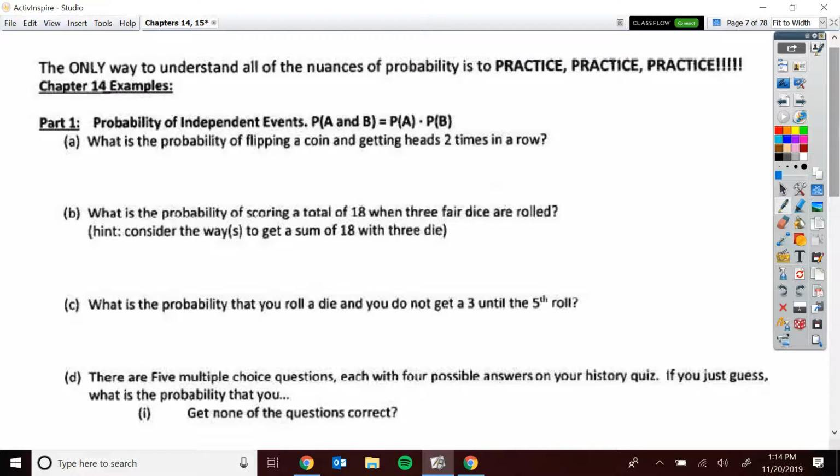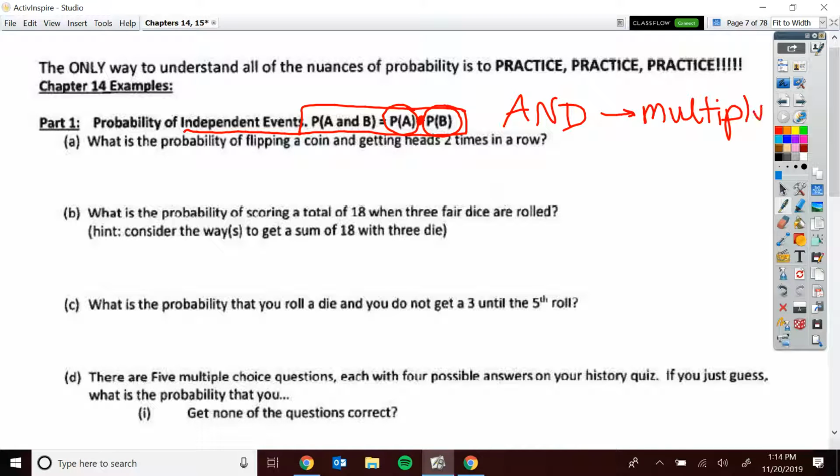This first chapter, 14, is independent probabilities and disjoint probabilities. For independent probabilities, we can take an event happening and multiply them together. So we take the probability of the first event happening and the second event happening, and we can multiply those together. So when they are independent, the way that those happen together is you are going to multiply. Flipping a coin. What does it mean to be independent probability, by the way?